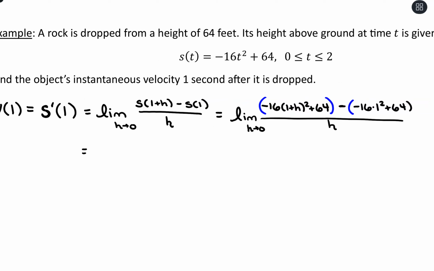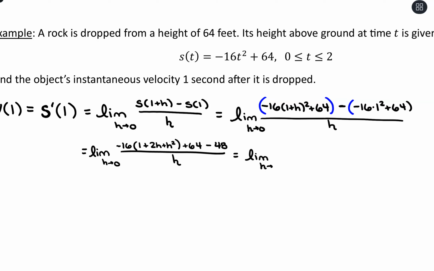So taking that limit as h approaches 0, we're going to have a negative 16, FOIL out the (1 plus h) squared for a 1 plus 2h plus h squared, plus 64, minus 64 minus 16. Let's see what that ends up being. So we're subtracting a 48 over there, all over h.